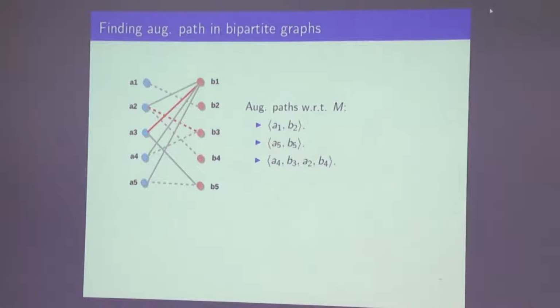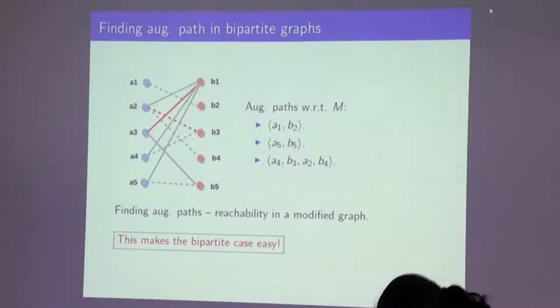But maybe I want to ask, is it possible to reach from this vertex to this vertex? This reachability question is a simpler question, but you cannot just ask reachability in this graph. You have to suitably modify your graph, right? So now we are going to say that finding augmenting paths is going to be only a reachability question, that is, given some vertex S and some vertex T, can you reach from S to T in this suitably modified graph? If you can answer this question, then you will be able to find the augmenting path.